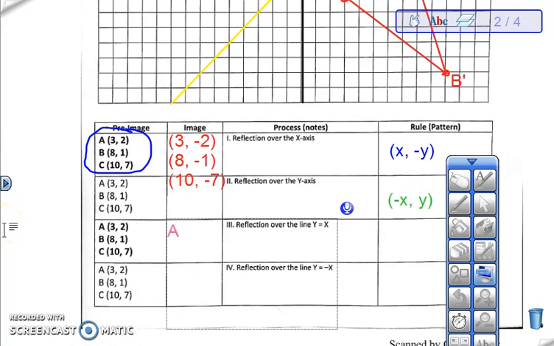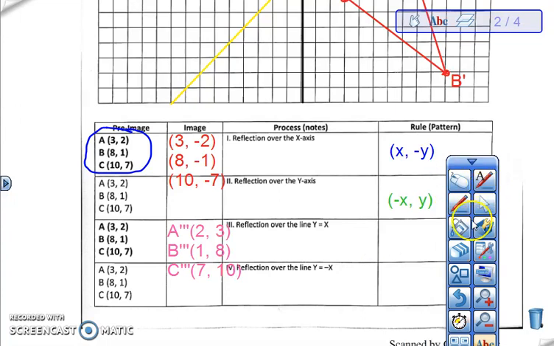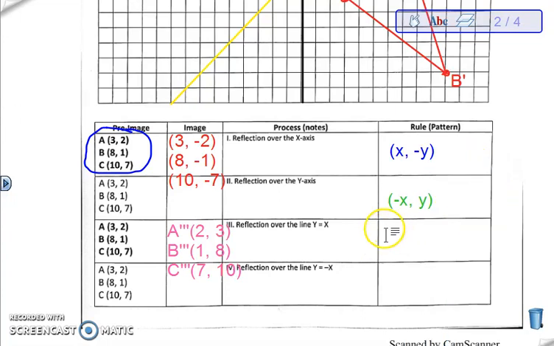it looks like A wound up at 2, 3. B wound up at 1 and 8. And C wound up at 7, 10. So as we can see, we went with the same points, but our x's and y's all switched places. So our new pattern is, instead of x, y, it's y, x.